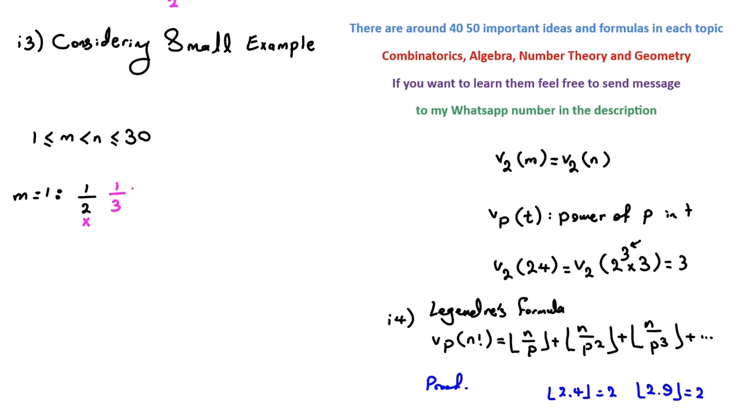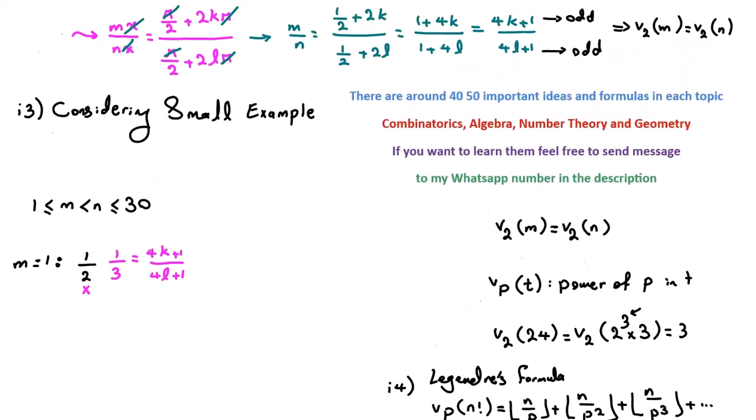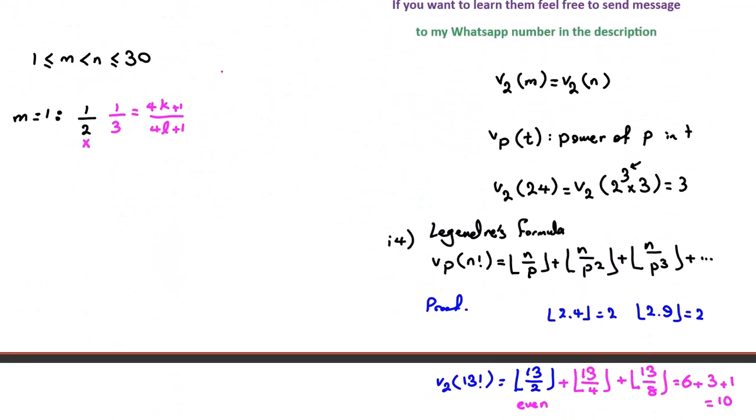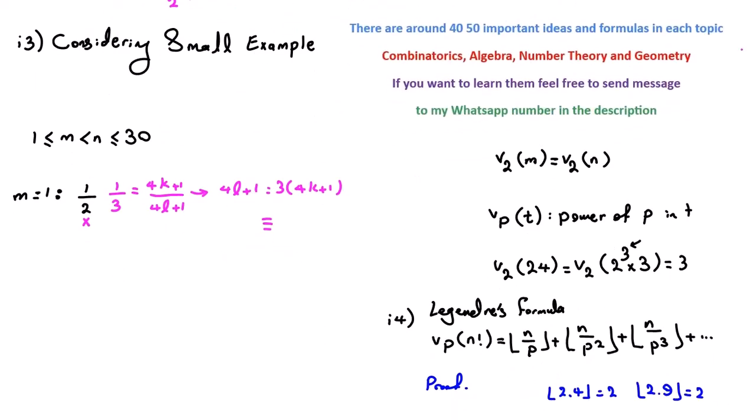Can we write 1 over 3 as 1 over 4k plus 1 over 4l plus 1? If we cross multiply, it will be (4l plus 1) times 3 equals (4k plus 1). And if we consider mod 4, idea number 6: when you want to solve a problem, consider mod. It's so useful. Here we should consider mod 4. If we consider mod 4, the left hand side is 1, the right hand side is 3. Contradiction. So 1 over 3 is not possible.